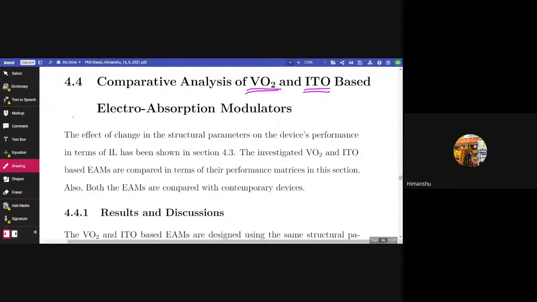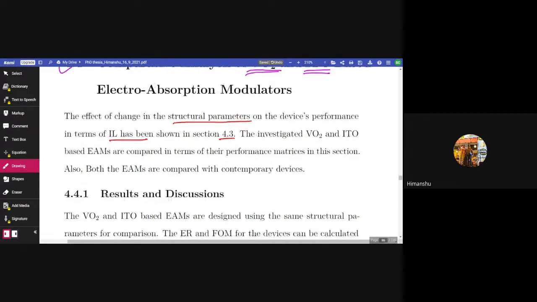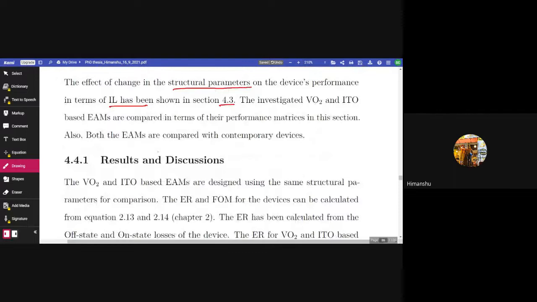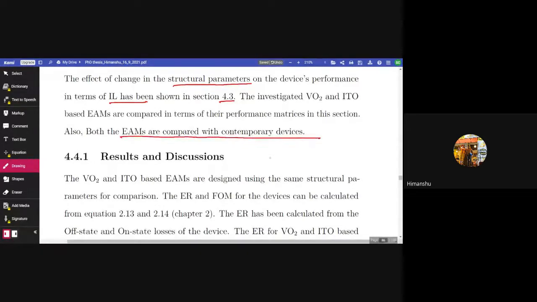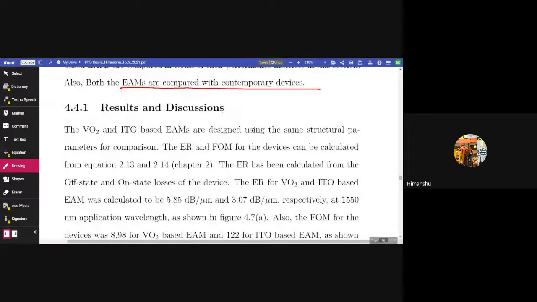Section 4.4, comparative analysis of vanadium dioxide and indium tin oxide based electro-absorption modulators. The effect of change in the structural parameters on the device's performance in terms of IL has been shown in section 4.3. The investigated vanadium dioxide and indium tin oxide based electro-absorption modulators are compared in terms of their performance metrics in this section. Also, both the EAMs are compared with contemporary devices. Section 4.4.1, results and discussion.